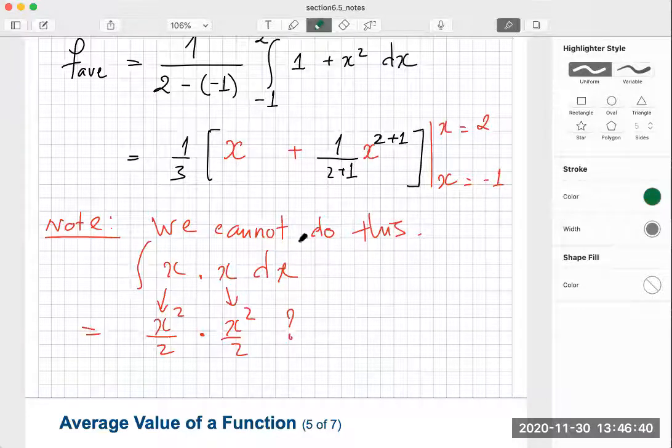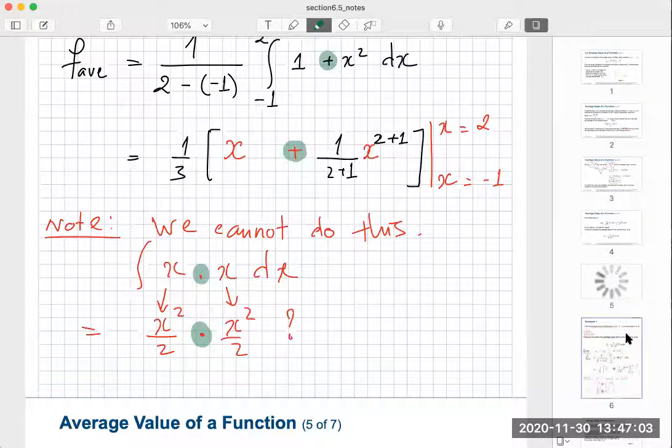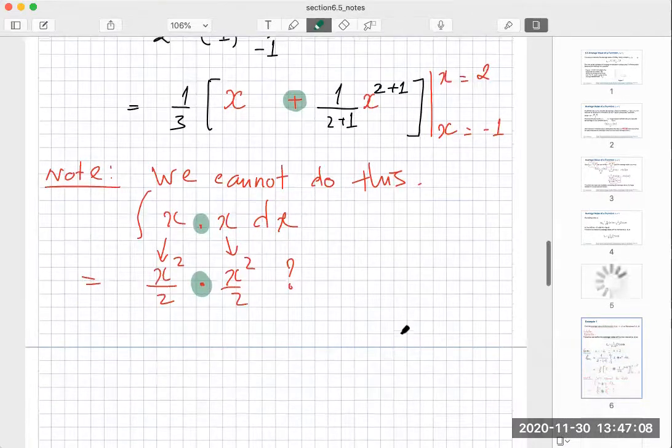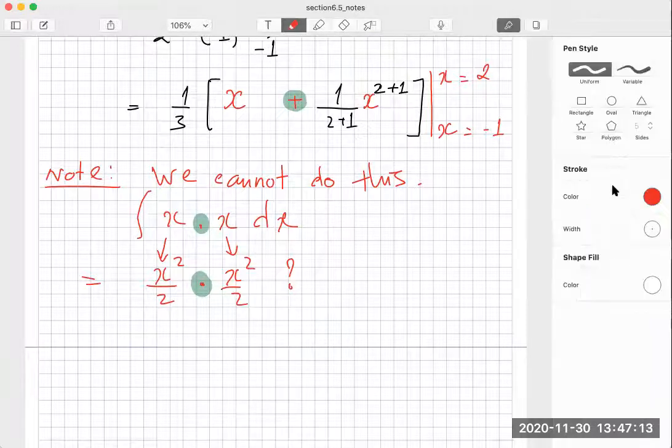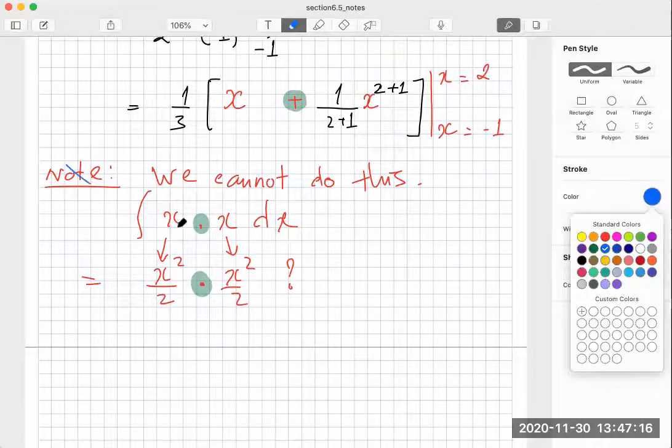Here, this is a product. We cannot find the antiderivative of a product this way. We can only do it if it is a sum or a difference. Be careful, because I saw some of you do this in the test, which is not correct. So be careful. This is not correct. Just a reminder.